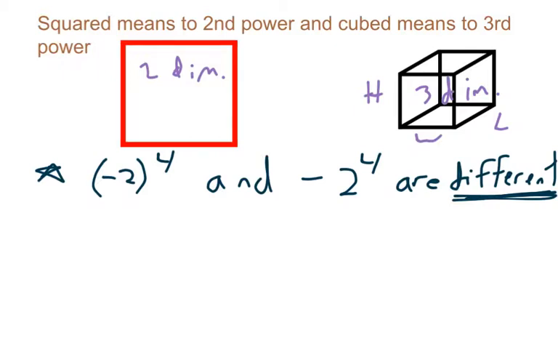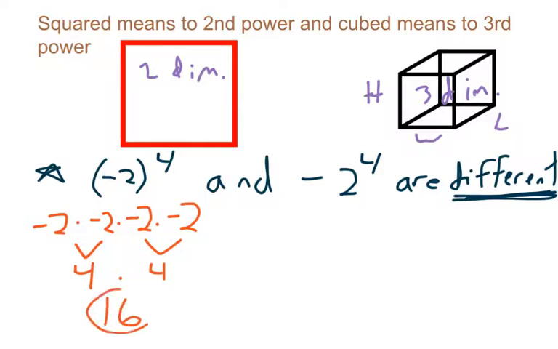So the first one, the negative 2 to the 4th power, just means negative 2 times negative 2 times negative 2 times negative 2. And to do that, we would do negative 2 times negative 2, that's 4. Negative 2 times negative 2, that's 4. Multiply them together and we have 16. So that's the first one.